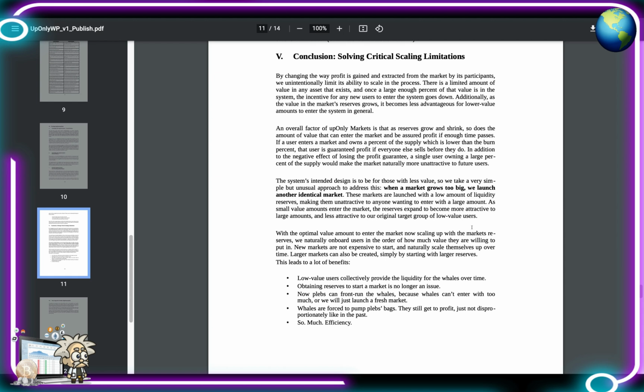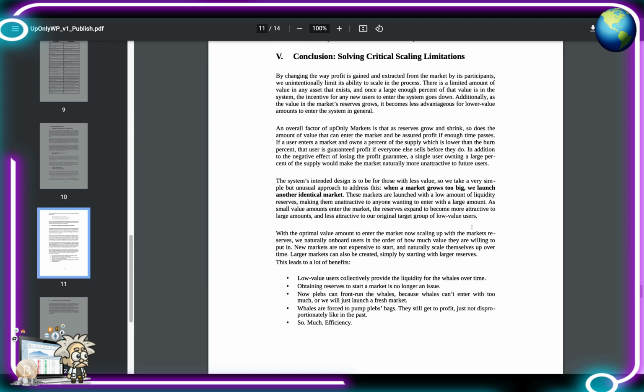If a user enters a market and owns a percent of the supply which is lower than the burn percent, that user is guaranteed profit if everyone else sells before they do. In addition to the negative effect of losing the profit guarantee, a single user owning a large percent of the supply would make the market naturally more unattractive to future users. The system's intended design is for those with less value, so we take a very simple but unusual approach to address this. When a market grows too big, they launch another identical market.